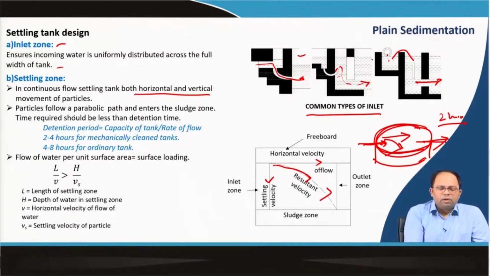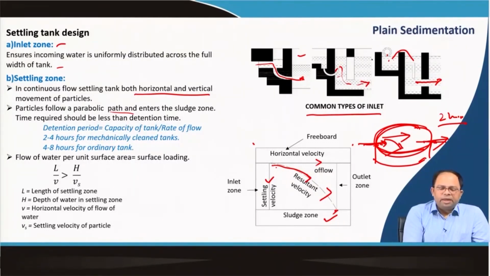Particles follow a parabolic path and enter the sludge zone, which is this. We also have to estimate the size of the sludge zone in a tank, and the time required should be less than the detention time. That means the time for the particle to start from here and come down should be less than the detention time, that is the time required to move from one end to another, from entry to exit.